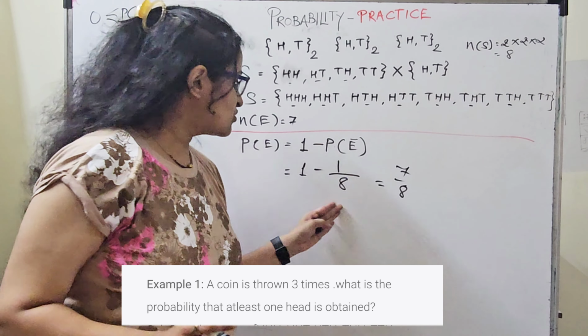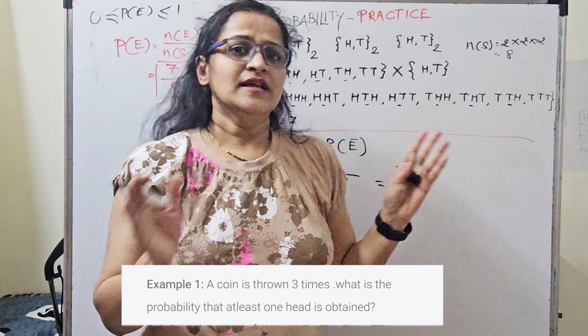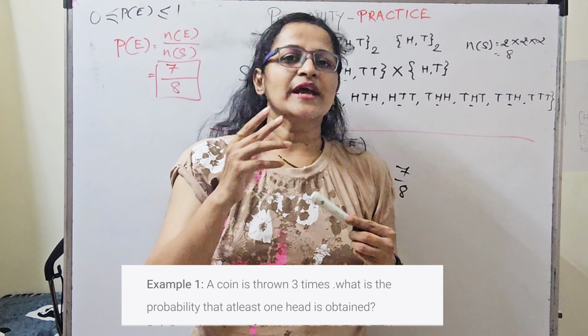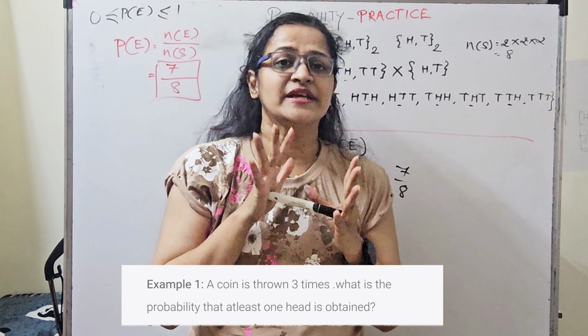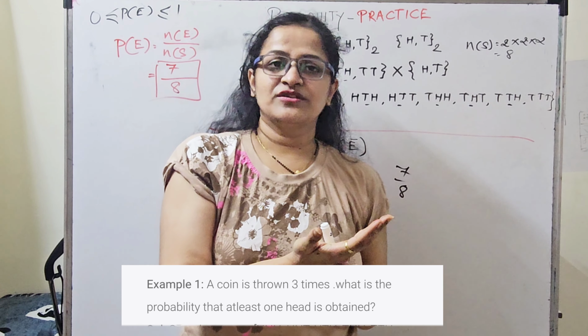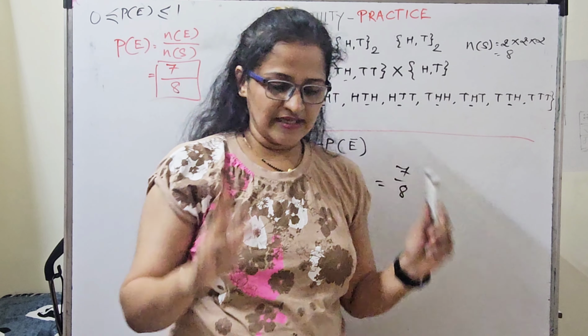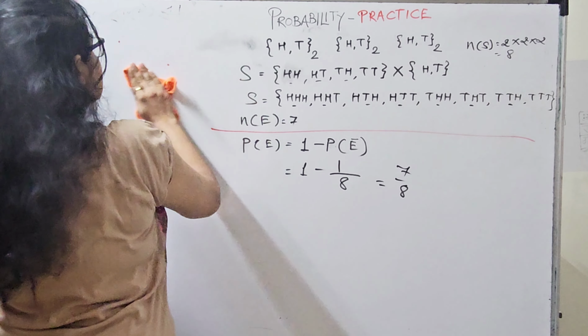So this is also logical, but this is the lengthier way. That's what I'm trying to tell you. Whenever the word "at least" comes, you can always go with the opposite method in which you find the probability of E dash, the opposite event, and then subtract it from 1. That will give you the same result. Okay, now let's go to the next question.